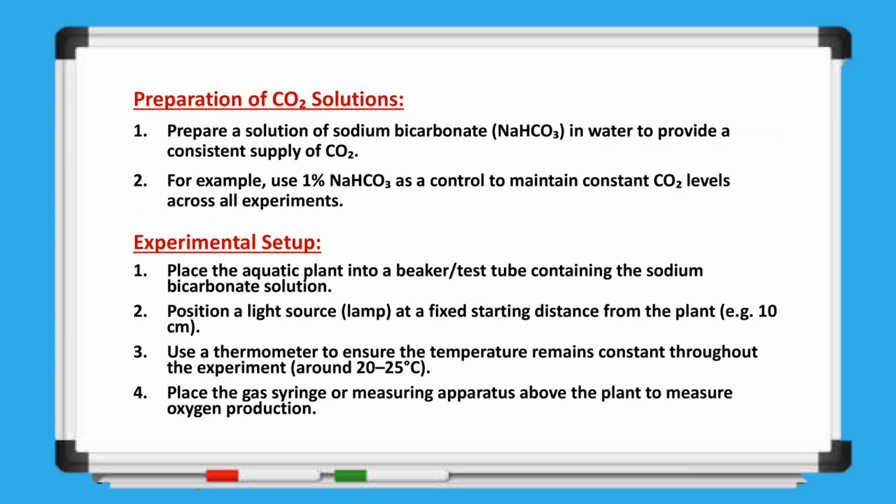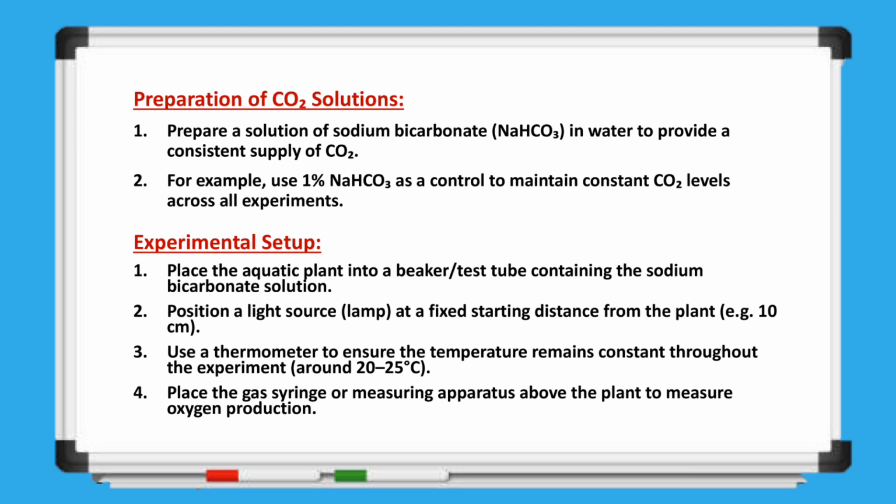Then, coming on to the preparation part, we will first prepare a carbon dioxide solution by dissolving sodium bicarbonate in water. This gives the plant a constant supply of carbon dioxide. A 1% solution is commonly used so that carbon dioxide remains the same in all parts of the experiment. This way, we can focus only on the changes in light intensity. Now let's move on to the experimental setup.